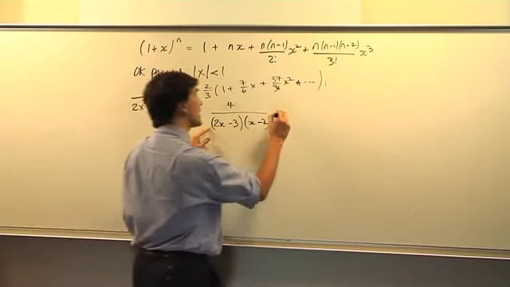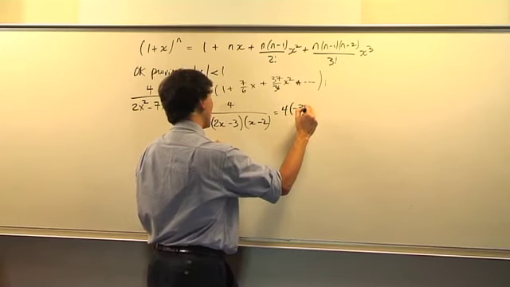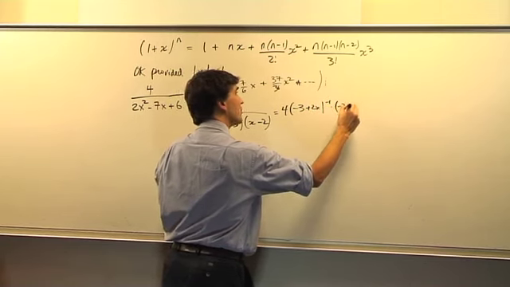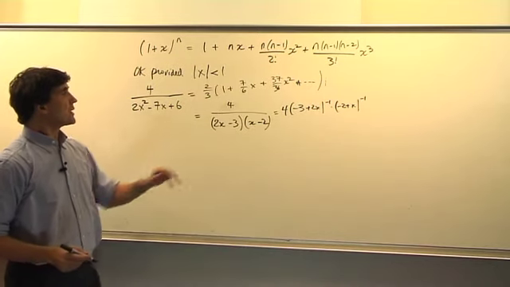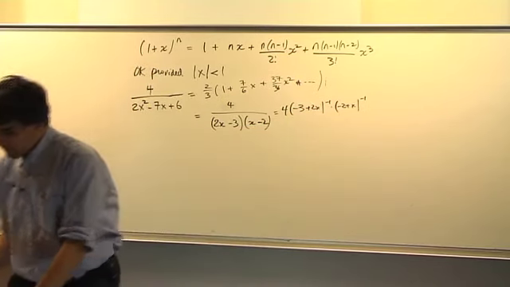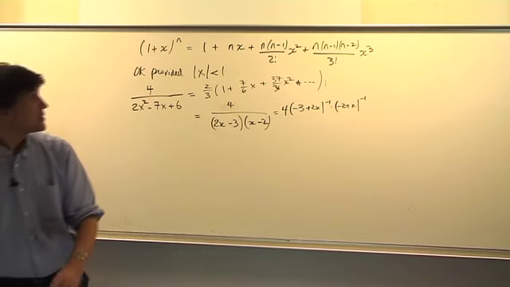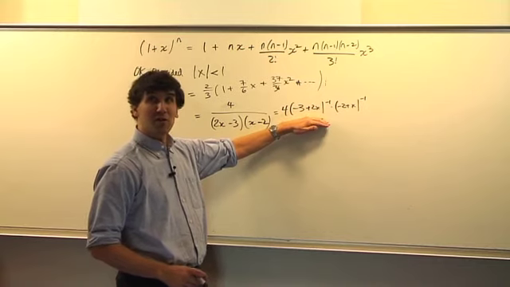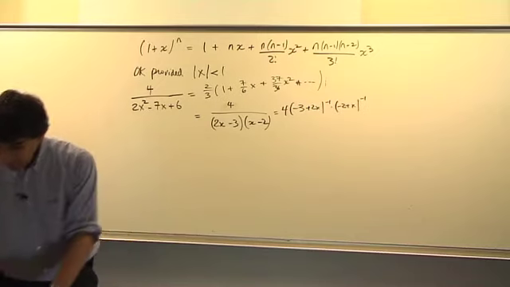So this I can write as 4 times minus 3 plus 2x to the power of minus 1 times minus 2 plus x to the power of minus 1. Okay, so I'm going to do a binomial expansion for each of these separately and then multiply them together. This is another approach to solving this, and it has the advantage that these are easier expansions to work out than the one that we did when we lumped everything together.